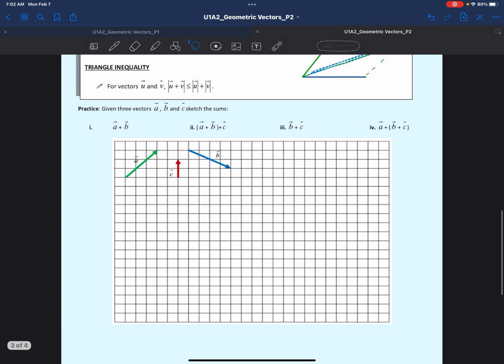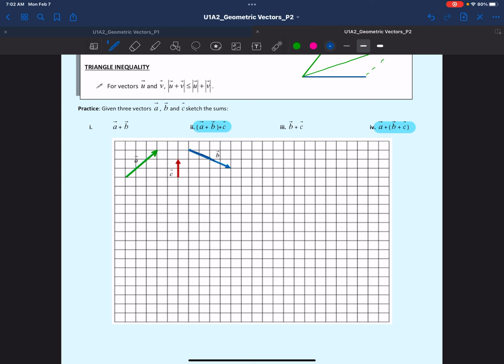So we have some practice questions in here where you have to sketch the sum. These are fun exercises. You can do that on your own. You're given vectors a, b, and c, and you have to find the sum a plus b, and then you want to add c to the sum that you find. And then you want to find the sum b plus c, and then add the vector a to b plus c. So the idea behind this is that we want to prove that these two would equal the same vector.